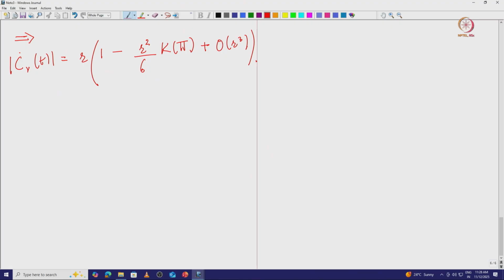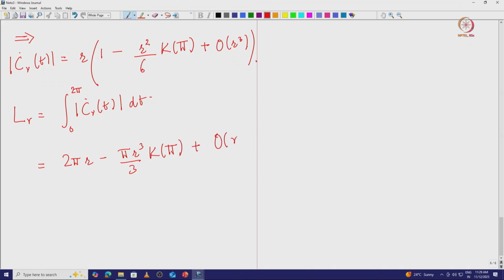So now you plug that in and integrate. So the length of the circle is the integral from 0 to 2 pi of the speed, which is just going to be 2 pi r minus pi r cube by 6. So you will have pi r cube by 3 times the sectional curvature term plus something that depends on a higher order term, r to the 4.